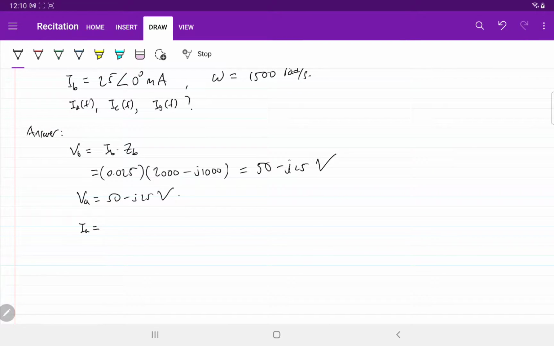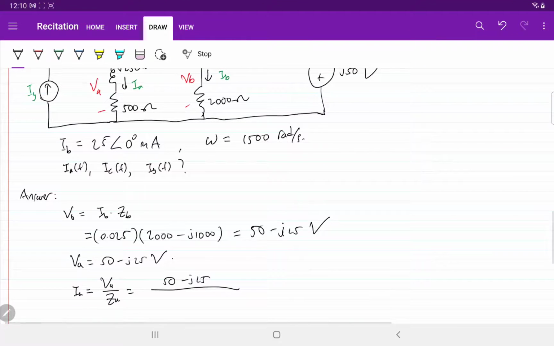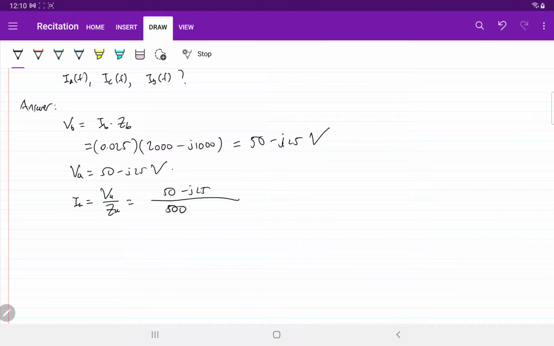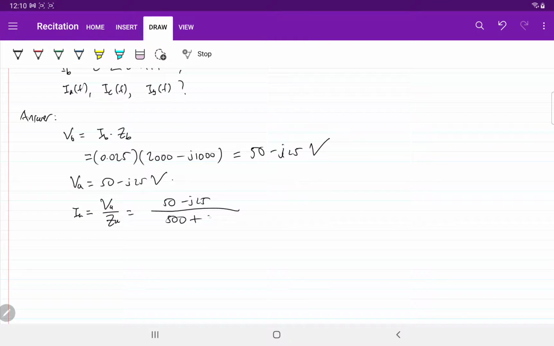Now we know that VA is also 50 minus j25 volt. Therefore IA is VA over ZA, which is 50 minus j25 over ZA. So what is ZA? ZA is 500 plus j250, right? Which gives 60 minus j80 milliamps, and it is equal to 100, angle minus 53.13 degrees milliamp.